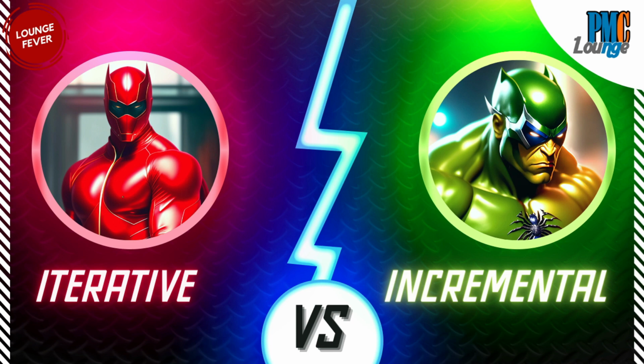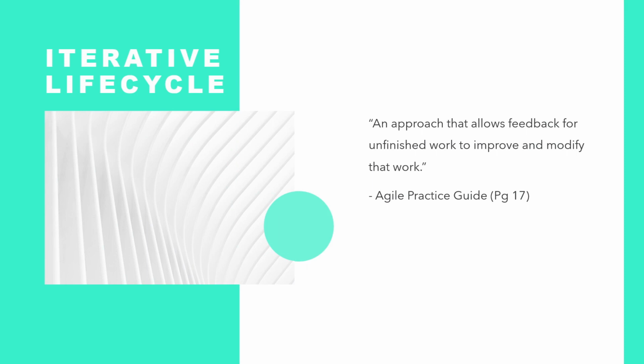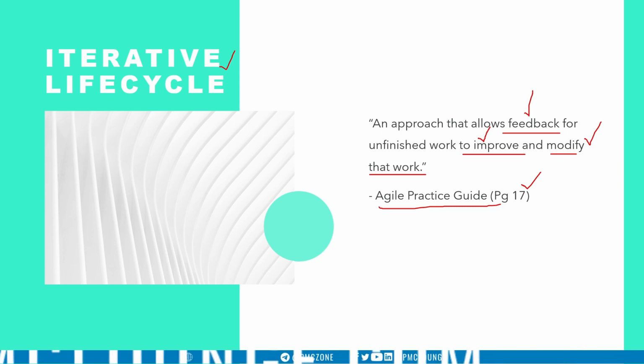All right, that being said, let's understand what iterative and incremental project management life cycles are. Starting things off, we'll talk about the iterative life cycle. This is what the Agile Practice Guide from PMI on page 17 says: an approach that allows feedback for unfinished work to improve and modify that work. So you can modify and improve the unfinished work, and you're doing so based on the feedback that you receive. That is what the iterative life cycle is all about.